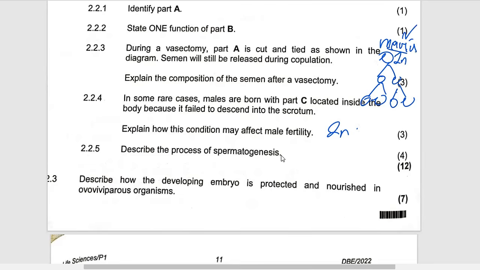So testosterone is a tick, meiosis is a tick, and then where is it located? In the seminiferous tube is another tick. So those are 3 ticks. And then to form the haploid, the word haploid, 1N, haploid sperm cells is also a tick. Basically, that's what we want, nothing else.